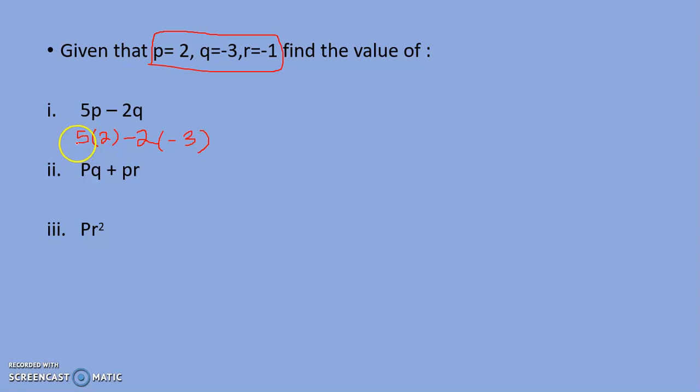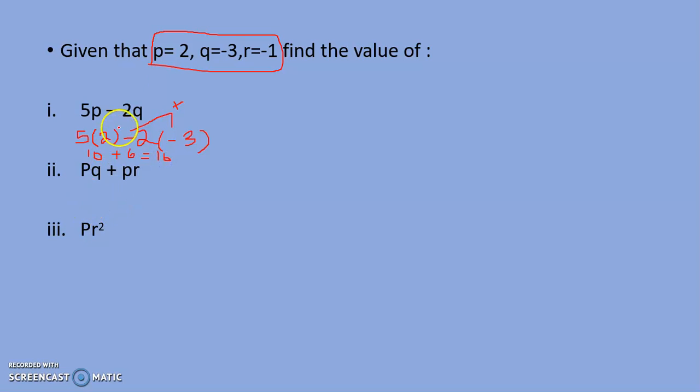Let's multiply. So 5 times 2 will give you a total of 10. And you have to focus keenly on this part. -2 times -3. Whenever you have two negatives being multiplied, you will result in a positive number. So -2 times -3 will give you a positive 6. So the answer here will equal 10 plus 6, 16.